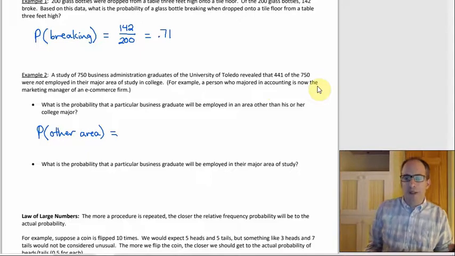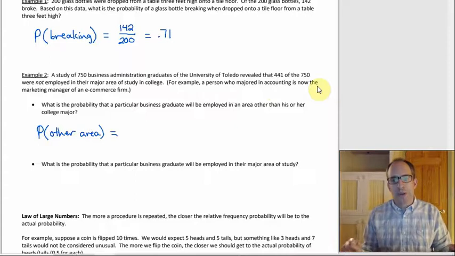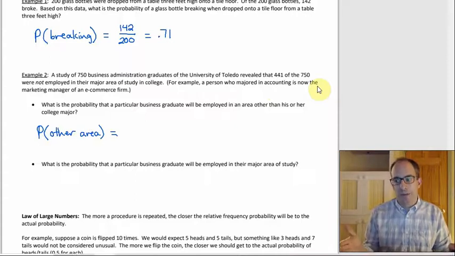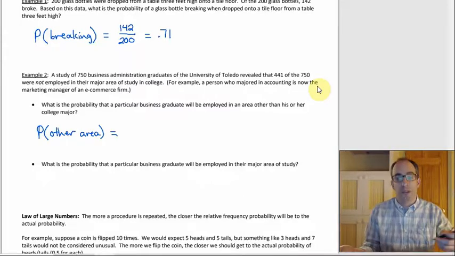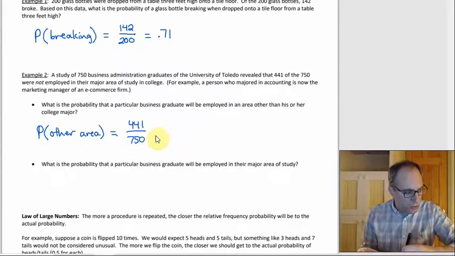So that happened 750 times, and out of those 750 times, 441 times, it ended up being the case that somebody majored in something different than what they were doing for a living. So that's going to be 441 divided by 750, which works out to, at least to 3 places, 0.588.